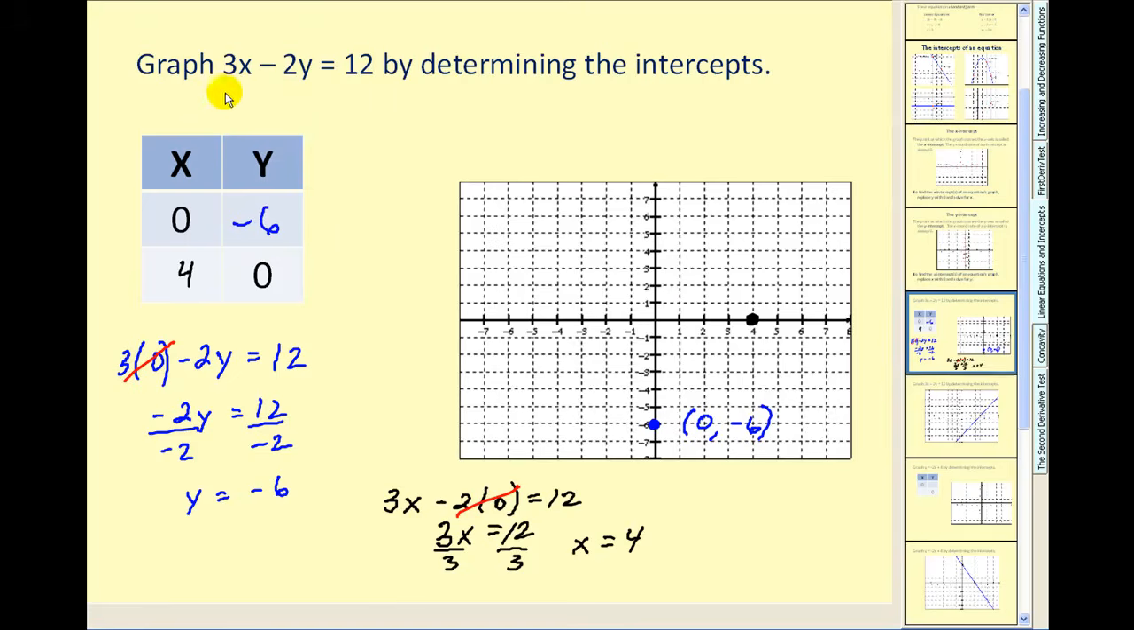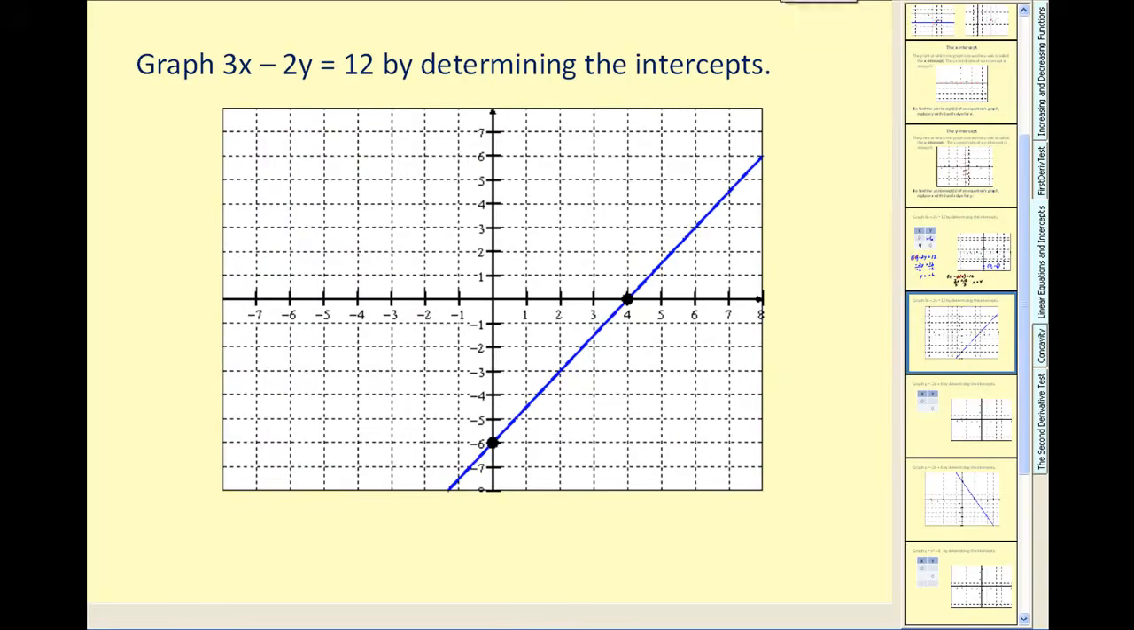Because this is a linear equation, it fits the form that we just discussed. The line we want to graph is the line through these 2 points. And there it is. Again, we have an x-intercept of (4, 0), and we have a y-intercept of (0, -6).